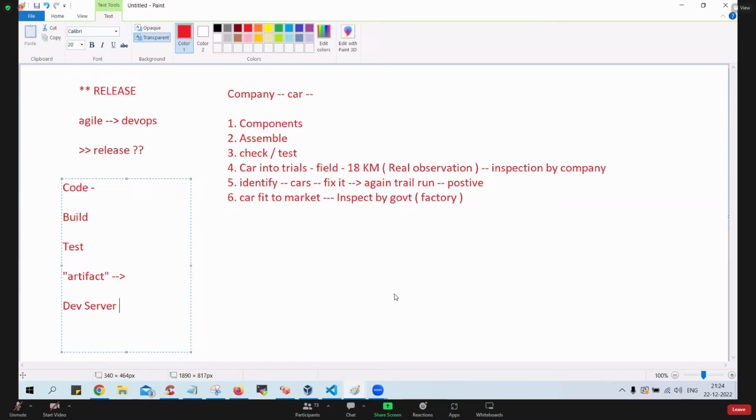right? Once they put it on the dev server, the dev team will check. That means the development team, the leads, will log in and check if everything is fine as per their expectation. If they feel okay, then I will pass this code to something called the test server.